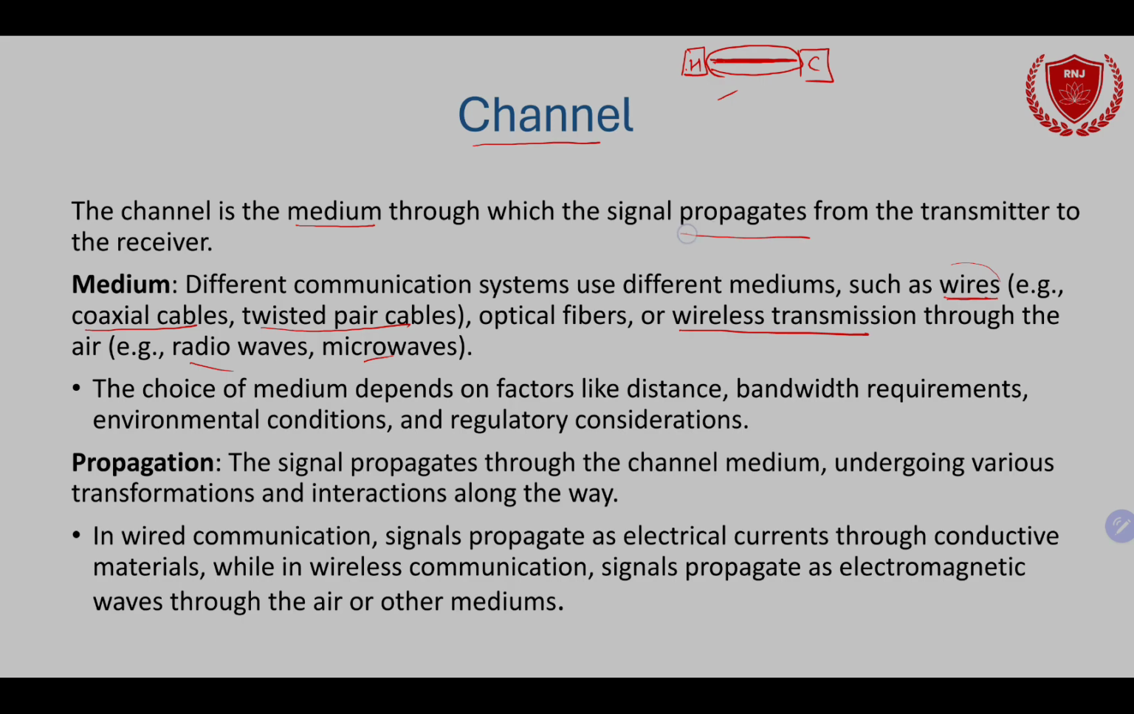And then comes propagation. Propagation means how your signal will be propagated. If it is a wired communication, then the signal obviously propagates through electrical currents, right? And if it is a wireless communication, then the signal propagates as electromagnetic waves, in the form of electromagnetic waves. So channel means what?